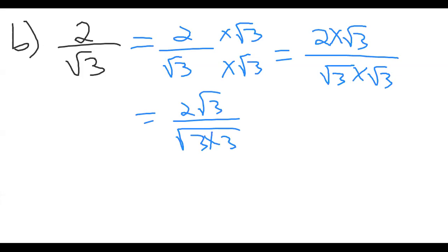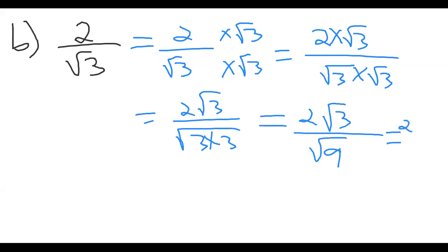But I didn't want to skip that, so that's why I'm writing it here. So this is the same as 2 root 3 divided by root of 9. And root of 9 is the same as 3. And that is our answer.